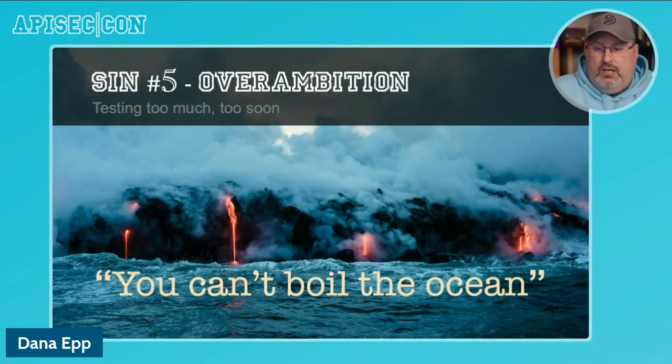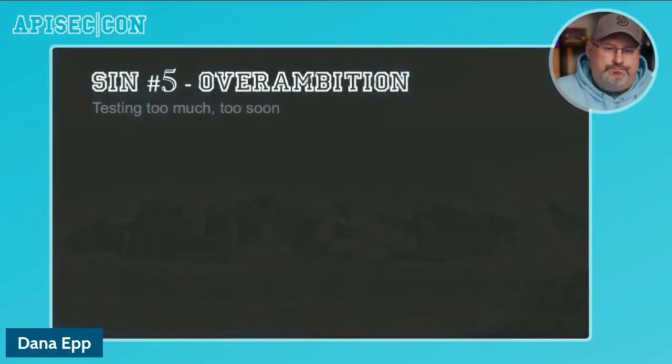And overambition can kill so many different security programs that are out there. Because if the security testing is trying to get too much coverage and provides too many false positives or too much noise, it won't be trusted and it won't get the work done that needs to be done.